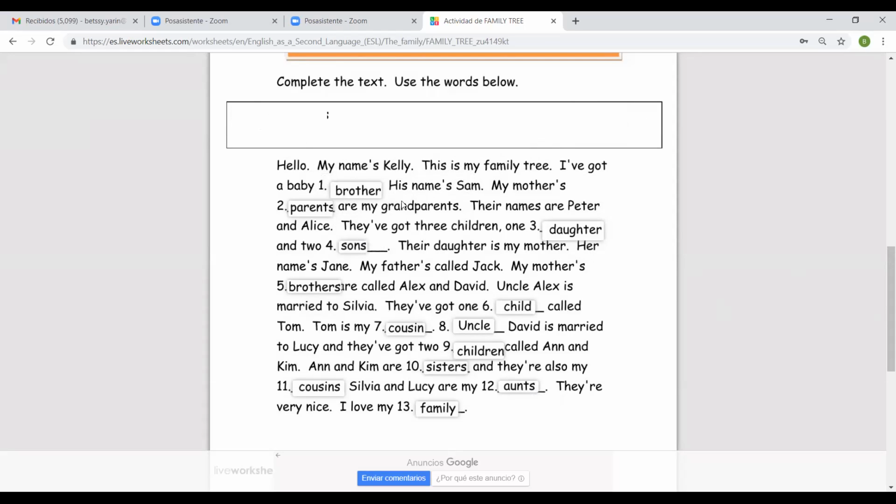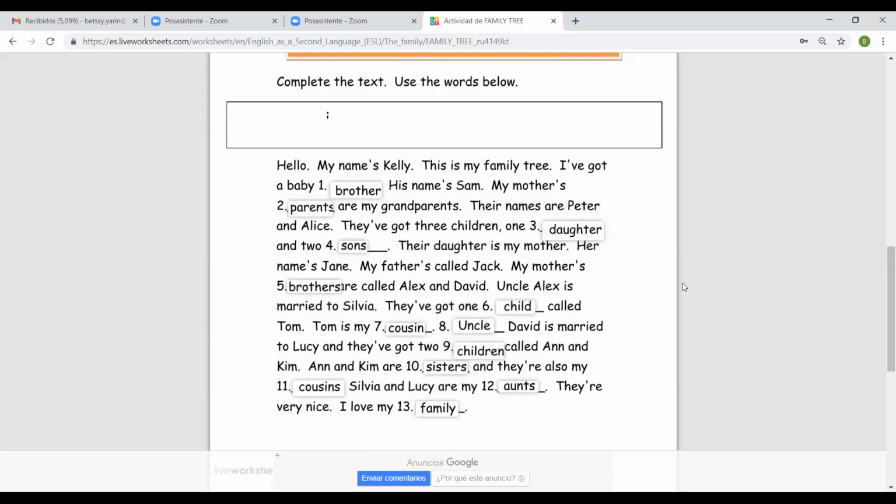So we have, hello, my name is Kelly. This is my family tree. I've got a baby brother. His name's Sam. My mother's parents are my grandparents. Their names are Peter and Alex. They've got 3 children, 1 daughter and 2 sons.